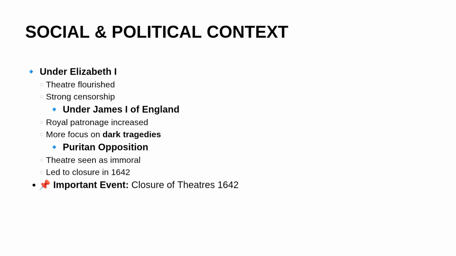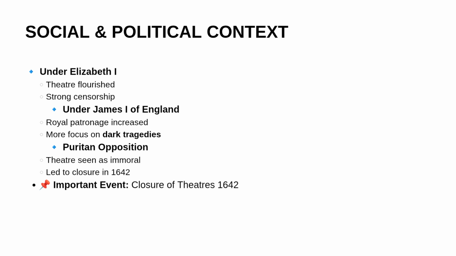Finally, let us look at Puritan opposition. The Puritans strongly opposed theatre. They believed it encouraged immorality, idleness, and social disorder. Because of their growing political influence, they pushed for strict action against theatrical activities. This eventually led to a major historical event, the closure of theatres in 1642. In 1642, theatres in England were officially shut down, bringing an end to this vibrant theatrical culture for a time.